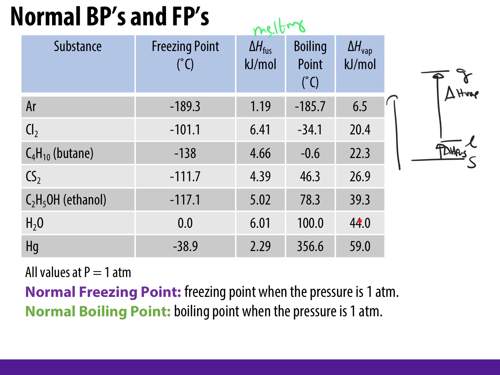There are other nice correlations here as well. Typically, the bigger delta H of vaporization is going to mean we have a bigger boiling point. Delta H of vaporization is how much energy I need to put in to turn the liquid into the gas. The bigger that is, typically the bigger my boiling point is. You can see a nice correlation here. Argon has the least delta H of vaporization, the least energy I have to put in, and so it has the lowest boiling point. We'll look more at that in our next content area on intermolecular forces.